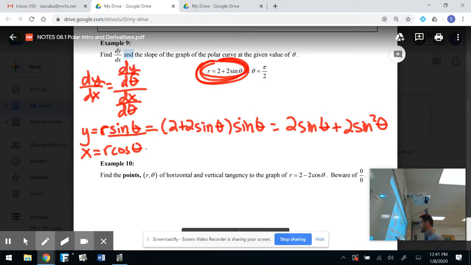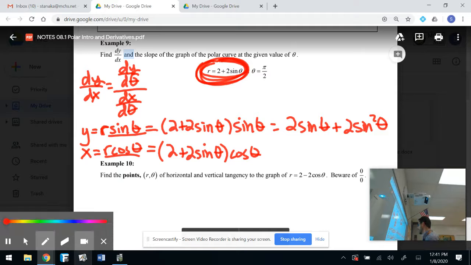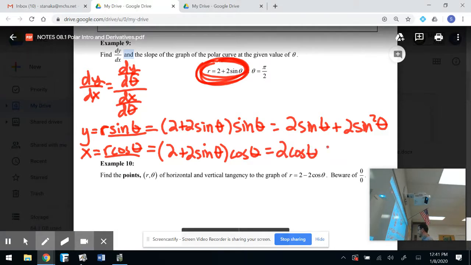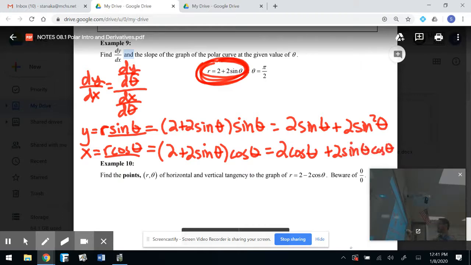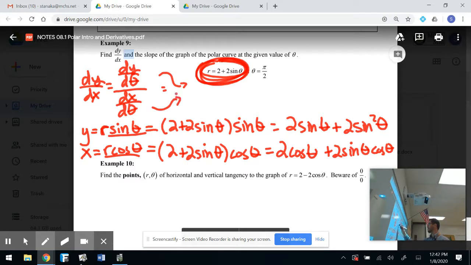And then my x would be r, that guy right there, 2 plus 2 sine of theta, times cosine of theta. And that is equal to 2 cosine of theta plus 2 sine theta cosine of theta, okay? And then to get this answer, all I need to do is take the derivative of dy d theta and the derivative of dx d theta. Okay, so let's see if we can do that.